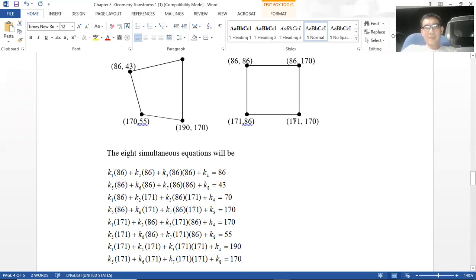This one is 190. All right. So for this point, 170, 55, 170, 65, 171, 86, 171, 86. And then this one, 190, 170, so 171, 171. Sorry, it's 171. So 86, 171.